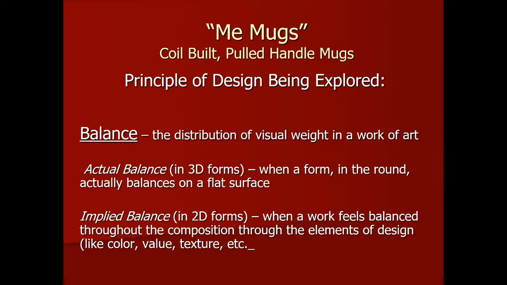Implied balance refers to 2D works. This happens when a work feels balanced throughout the composition. This is done through the elements of design like color, value, texture, form, shape, line. Those elements work together to create balance. Just as with most of the other principles, balance is subjective. What may appear balanced to me may not appear balanced to you. For this project, we'll be working with actual balance.